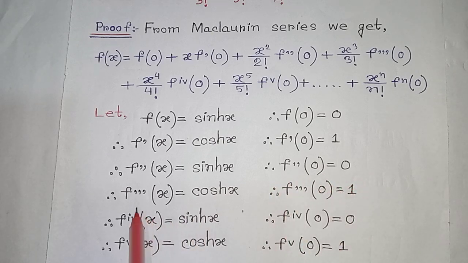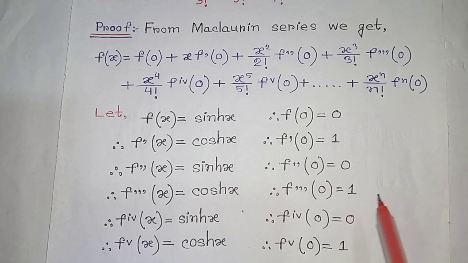Similarly, we can write f triple dash x is equal to cos hyperbolic x, because the derivative of sine hyperbolic x is equal to cos hyperbolic x. So we can write f triple dash 0 is equal to 1. Similarly, f iv x is equal to sine hyperbolic x. So f iv 0 is equal to 0. f v x is equal to cos hyperbolic x. So f v 0 is equal to 1.